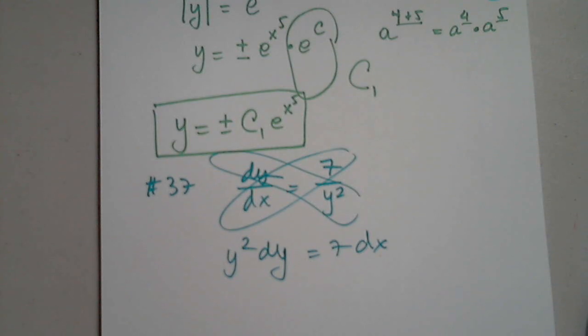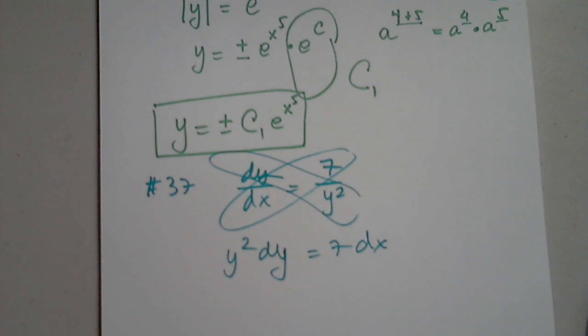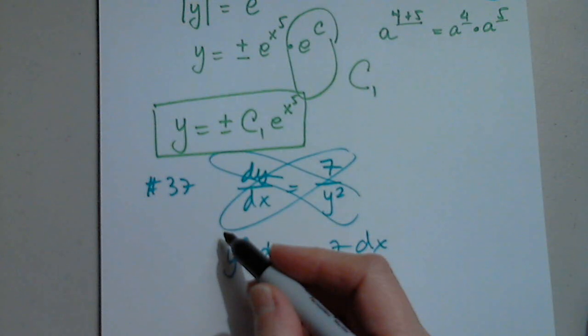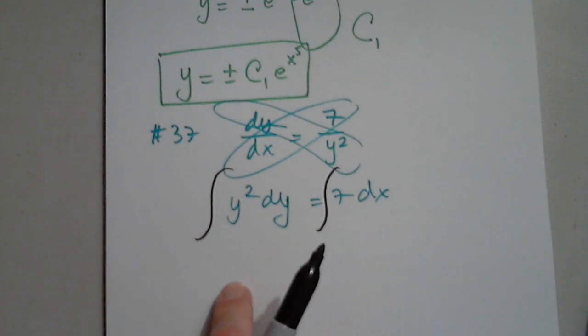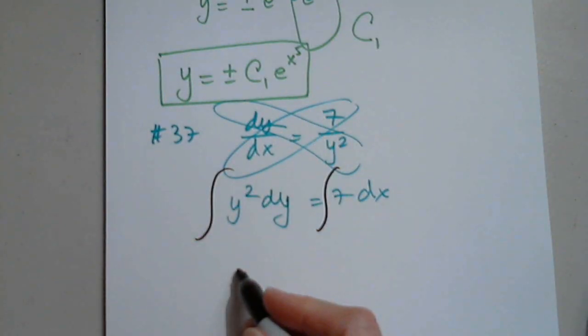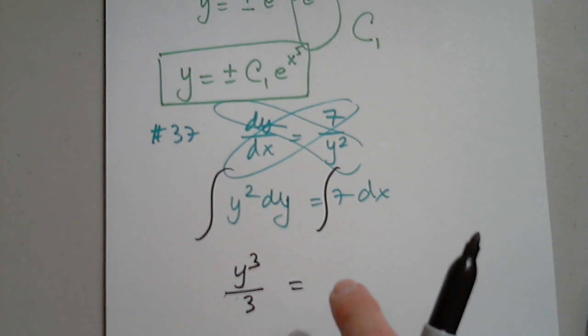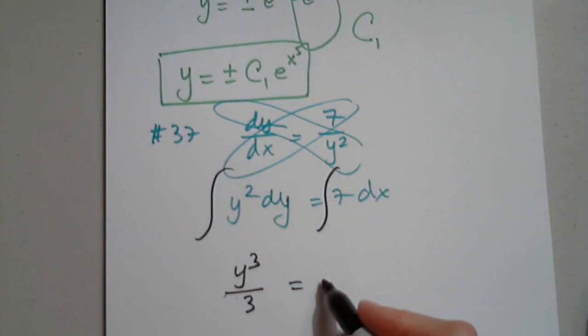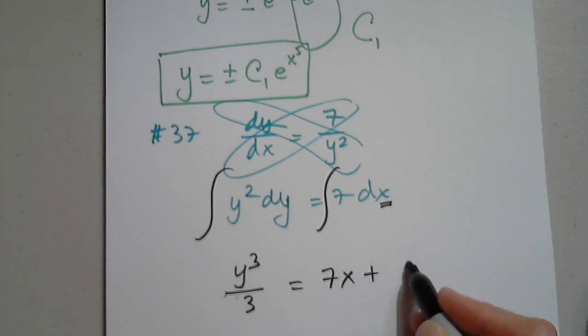Awesome. Now what? They are separated. What would be the next step once they are separated? What do I do now? Integrate. Excellent. That's it. Which function prime is y squared? y cubed over 3. Excellent. Equals. Which function prime is 7? And now we're on this side, we're talking about x. 7x. That's it, plus a constant c.